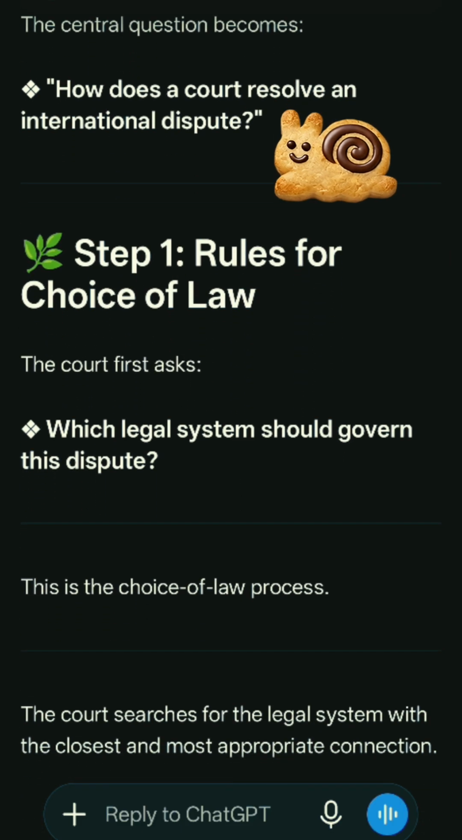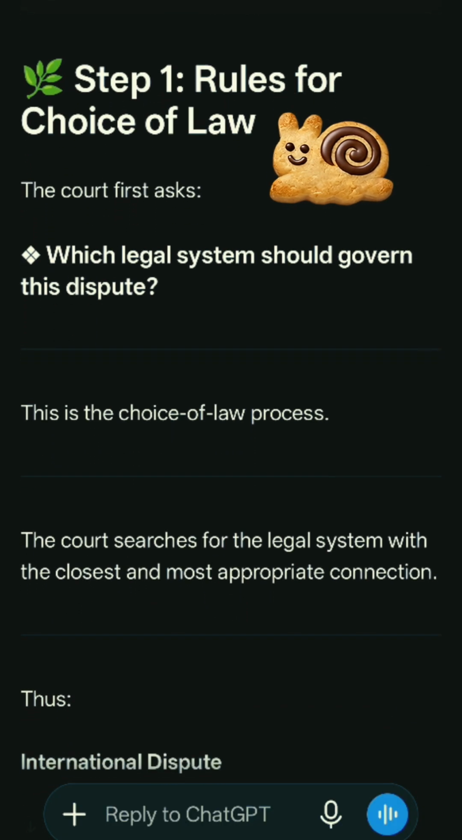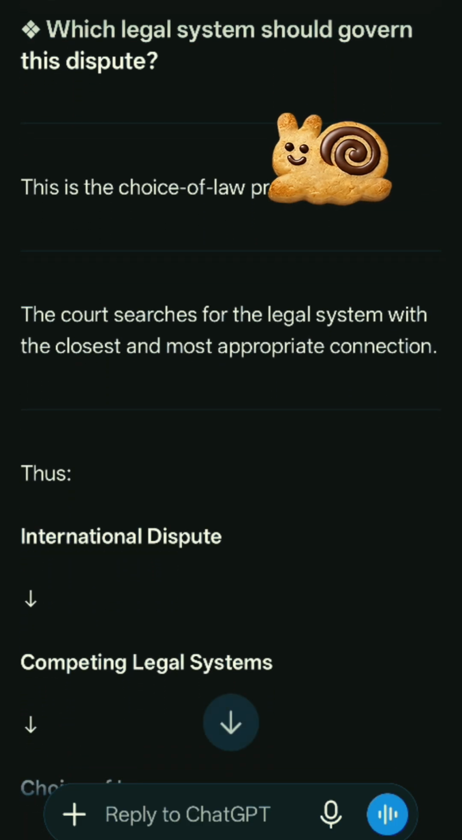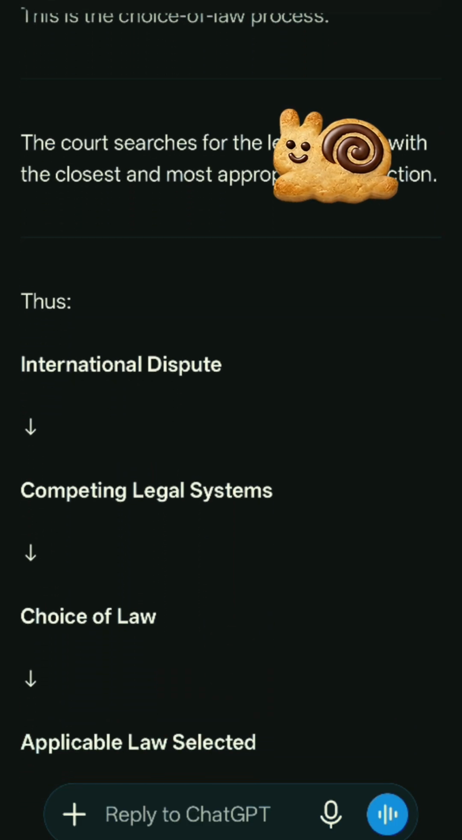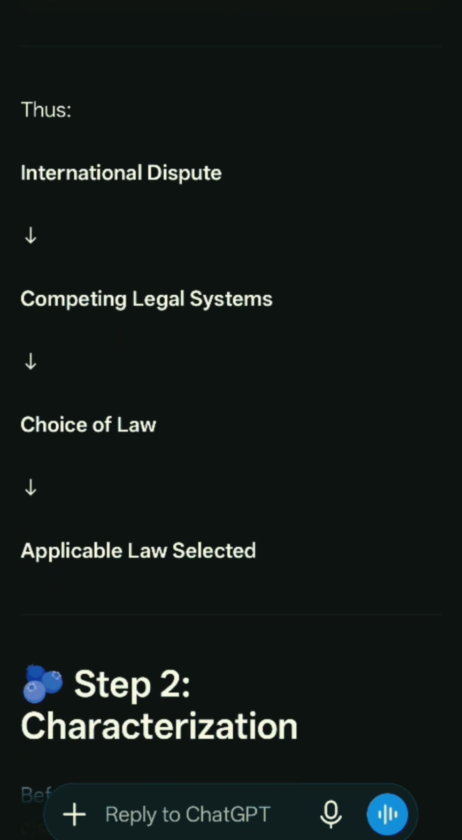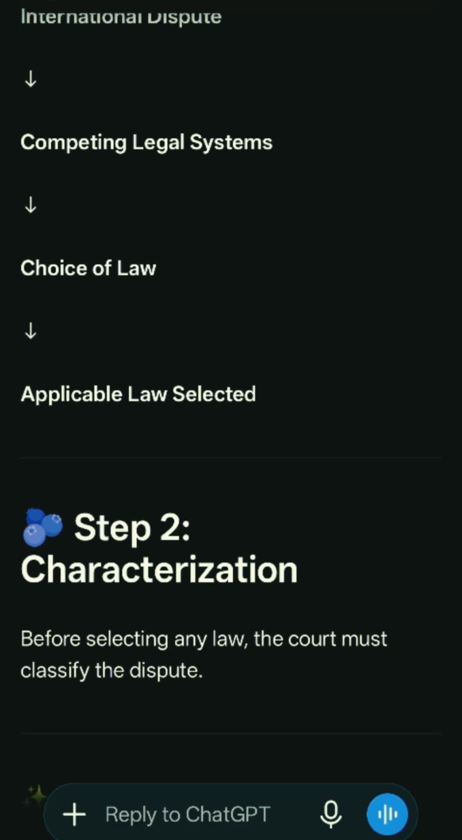Step 1, rules for choice of law. The court first asks, which legal system should govern this dispute? This is the choice of law process. The court searches for the legal system with the closest and most appropriate connection. Thus: international dispute, competing legal systems, choice of law, applicable law selected.